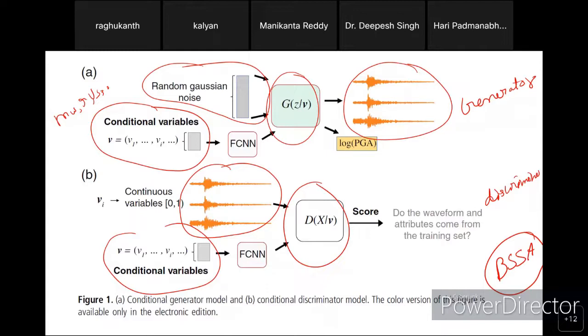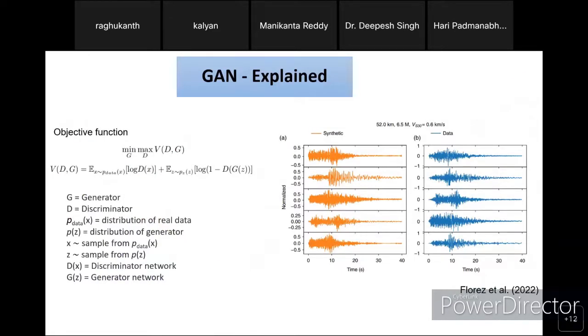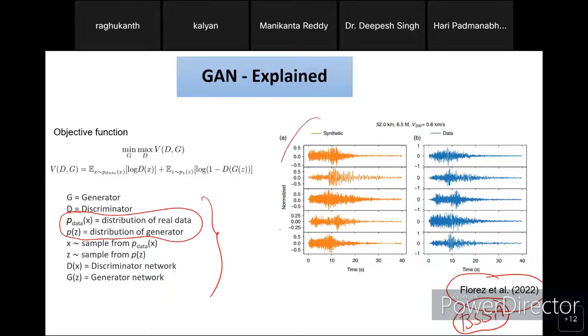These are the emerging kinds of networks nowadays to directly simulate time histories. This objective function is something we write in terms of the probability distribution. You take real data, then the distribution of the generator, and you minimize the weights or whatever unknowns you have in the network, such that the generator generates data whose probability distribution function is much closer to the data itself. This is a paper which came in 2022 in BSSA. They simulated synthetic data from the neural network, and this is the original data.